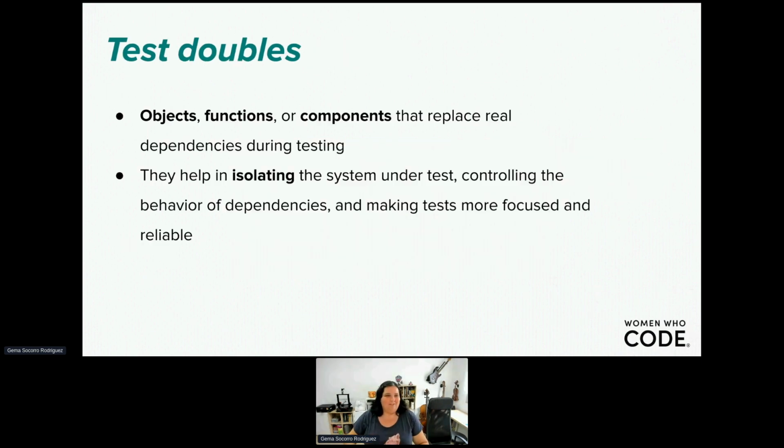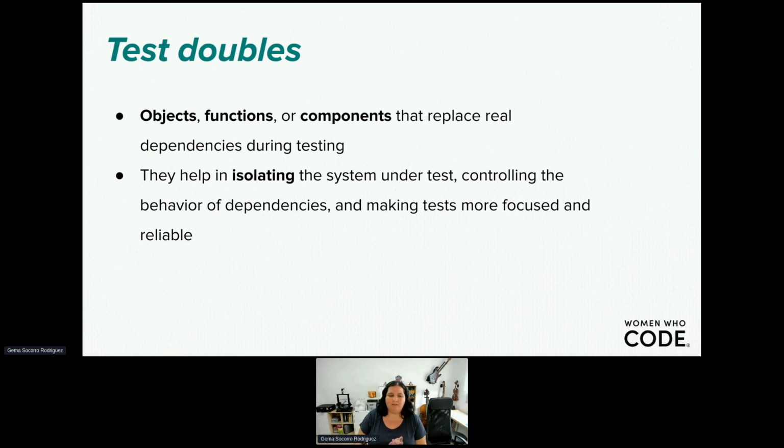And the last concept here is test doubles. The test doubles are going to be our friends that are going to help us to replace the dependencies of our SUT. So they will be objects, functions, or components that will replace those dependencies during testing, because we need to assure that they are going to behave in the way that we want them.